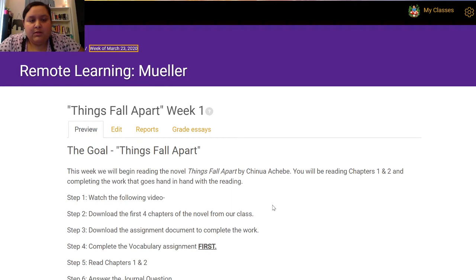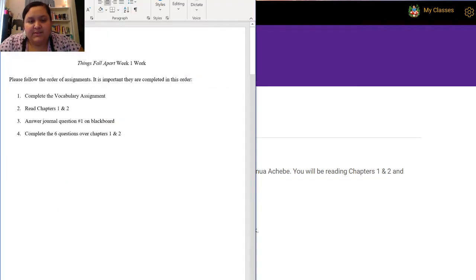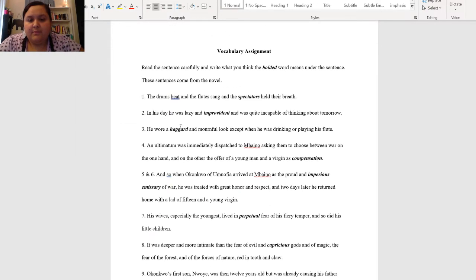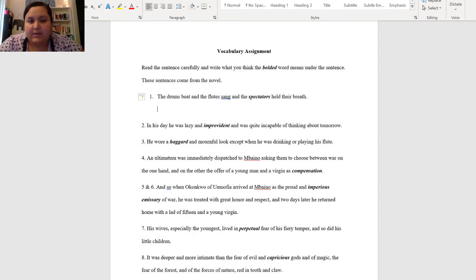So when you open the assignment, I'm not going to open it directly from Blackboard because I already have it downloaded, so I'll do that now since my internet's running a little slow. So this is what the page is going to look like. It'll give you the title, Things Fall Apart, Week 1 work. This is the exact same instructions that I put in the lesson, just in case you somehow missed that. And then if you scroll down, the very first thing is your vocabulary assignment. It wants you to read the sentences carefully and write what you think the bolded words mean underneath it. So of course you'll have to write what you think it means, okay?